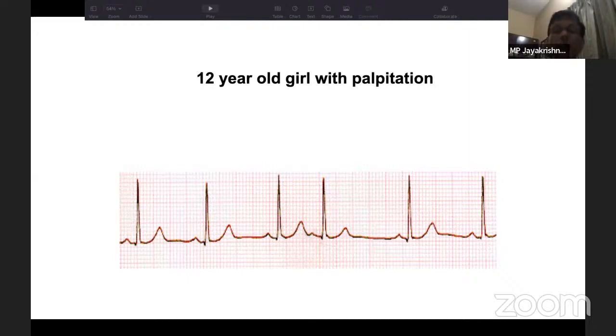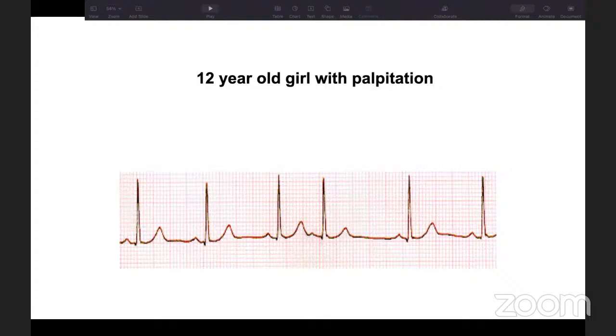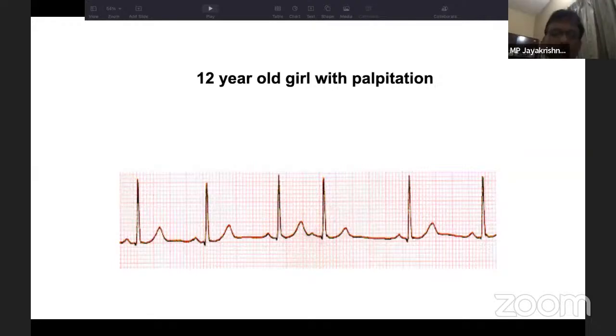So this particular child came with palpitation, 12-year-old. What do you see there in the ECG? Is there any answer? No, sir. No answer. I don't know. What do you see there? Sinus arrhythmia. Okay, good. You tried that.